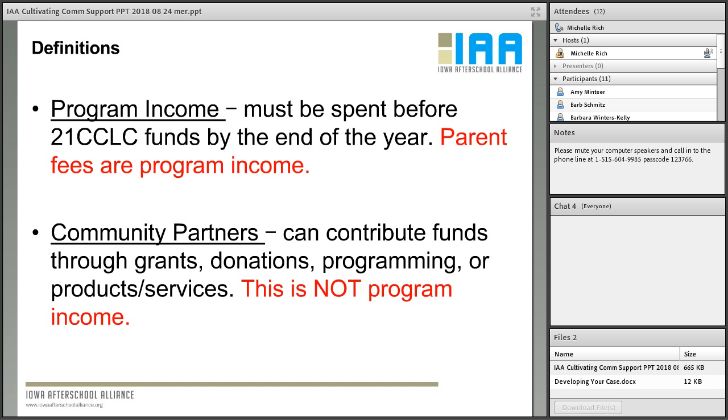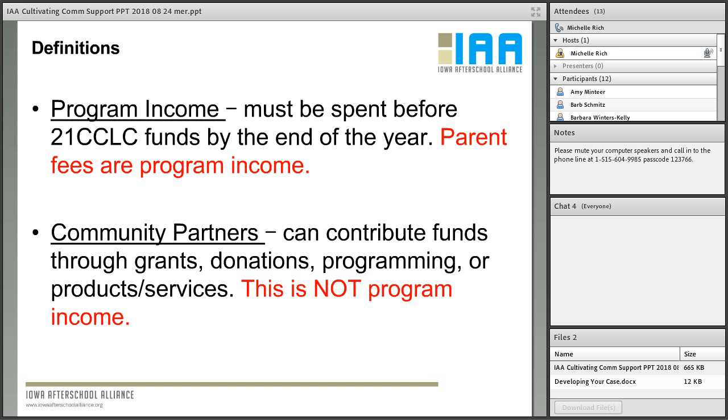First, I wanted to start off with some definitions, and this will be especially important for those that are working through the issue of parent fees right now. With the new guidance from the Federal Department of Education, I know that programs have been somewhat challenged to supplant those parent fees with something else. So we're going to talk about this difference between program income and community partners.